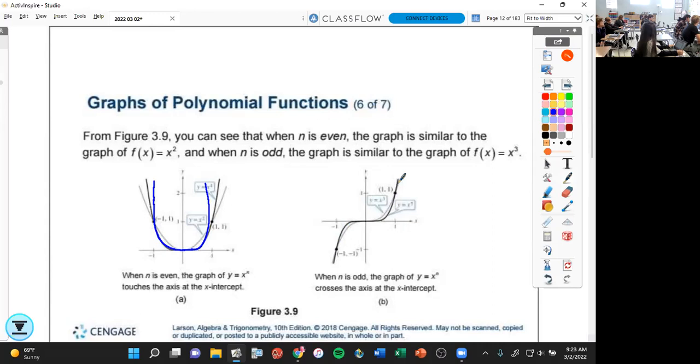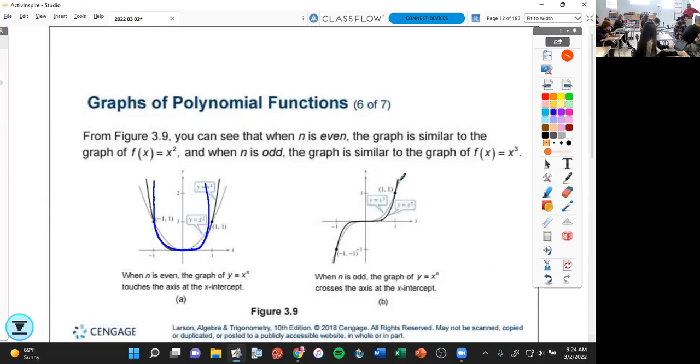Not necessarily the parabolas, because only if it's a monomial, okay? If it's an even powered monomial, it's going to take the shape of a parabola. Yes. If it's an odd degree monomial, it's going to take the shape of x cubed. That's a true statement. But I don't want you to think that if you see x to the fourth, it's going to be a parabola, because if I throw an x to the fourth plus x cubed in there, it's not a parabola anymore. Okay.